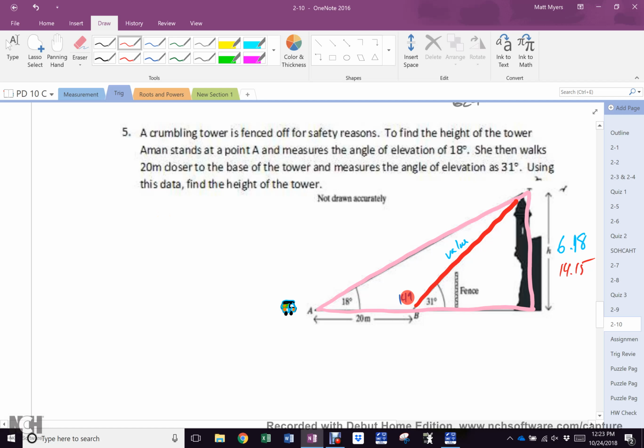Everybody cool with how I found 149? So now I am dealing with this triangle. 149, 18, 20. And is everybody cool with how I found that? How many degrees are in a triangle? Well, there's 149 of them and 18 more. So how many degrees are up there? 51 degrees.